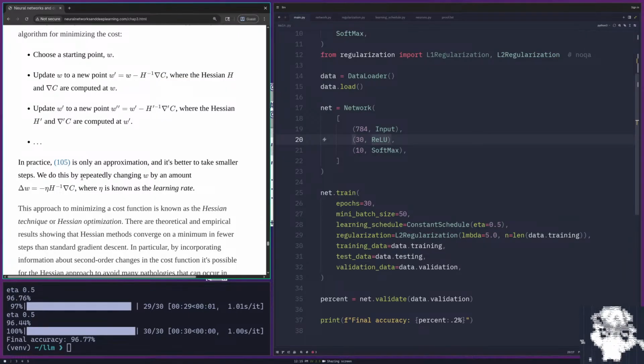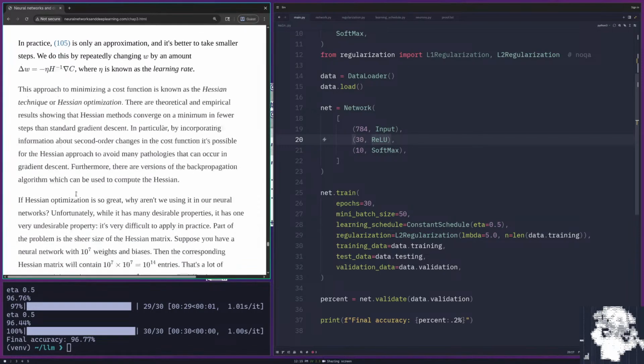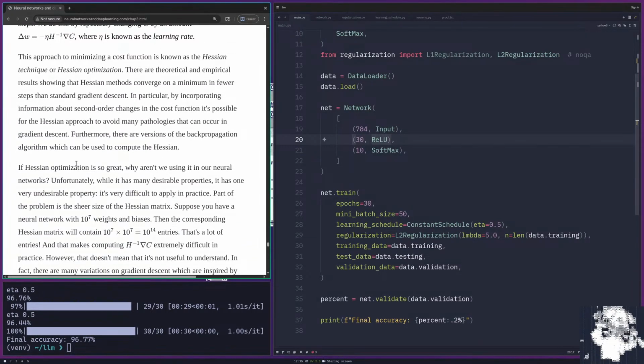In practice, 105 is only an approximation, and it's better to take smaller steps. We do this by repeatedly changing w by an amount delta w equals negative eta inverse Hessian times grad c, where eta is known as the learning rate. This approach to minimizing the cost function is known as the Hessian technique, or Hessian optimization.